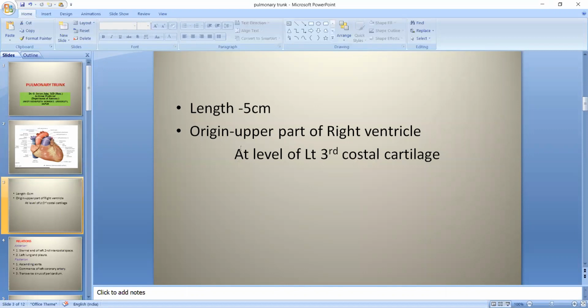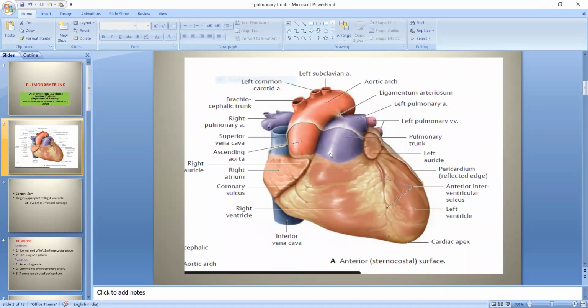It has an origin from the upper part of the right ventricle at the level of the left third costal cartilage. We have seen here, this part is the pulmonary trunk. It has a length of 5 cm and it has an origin because this is the right ventricle and this is the upper portion of the right ventricle. So it has an origin from this upper portion of the right ventricle behind the left third costal cartilage.